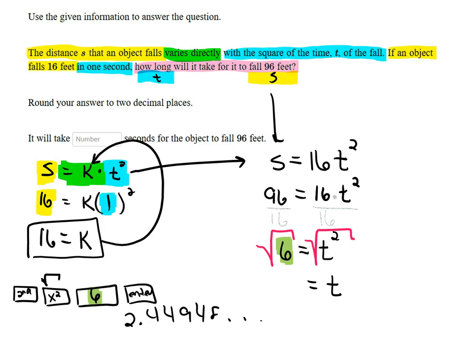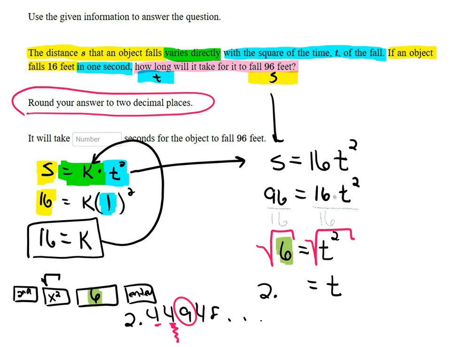And they say to me right here, round your answer to 2 decimal places. So this is the first place, this is the second place. Because there's a 9 there, that 4 will go up to a 5. So my answer should be 2.45 seconds. S for seconds. I think they type it in there.